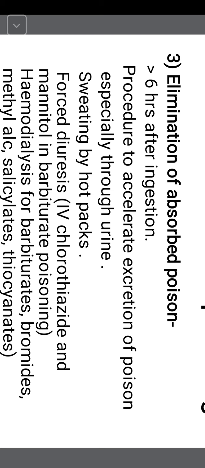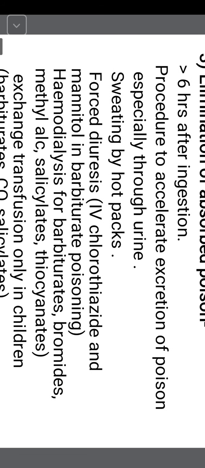Then you can go for forced diuresis, means if the patient is not passing an adequate amount of urine, many of the poisons will ultimately be carried through blood to the kidney and will be excreted via urine. But it can happen that maybe because of inadequate intake of water or other abnormalities, the patient is not passing an adequate amount of urine, so you can go for diuresis. What do you mean by diuresis? When the urine output is very high.